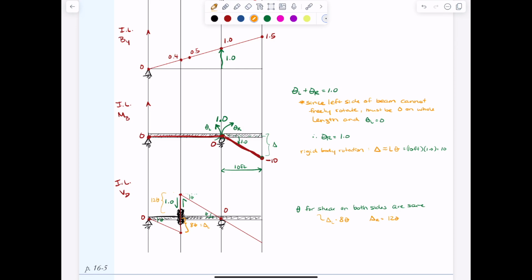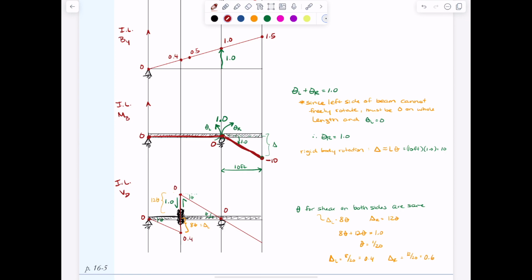So theta would be 1 over 20. And then I can come back and solve for what delta L and delta R would be. Delta L would be 8 over 20, which is 0.4. Delta R, 12 over 20, which is 0.6. And so now I can put values on my influence line. This is going to be a negative 0.4 on the left and then a positive 0.6 on the right.